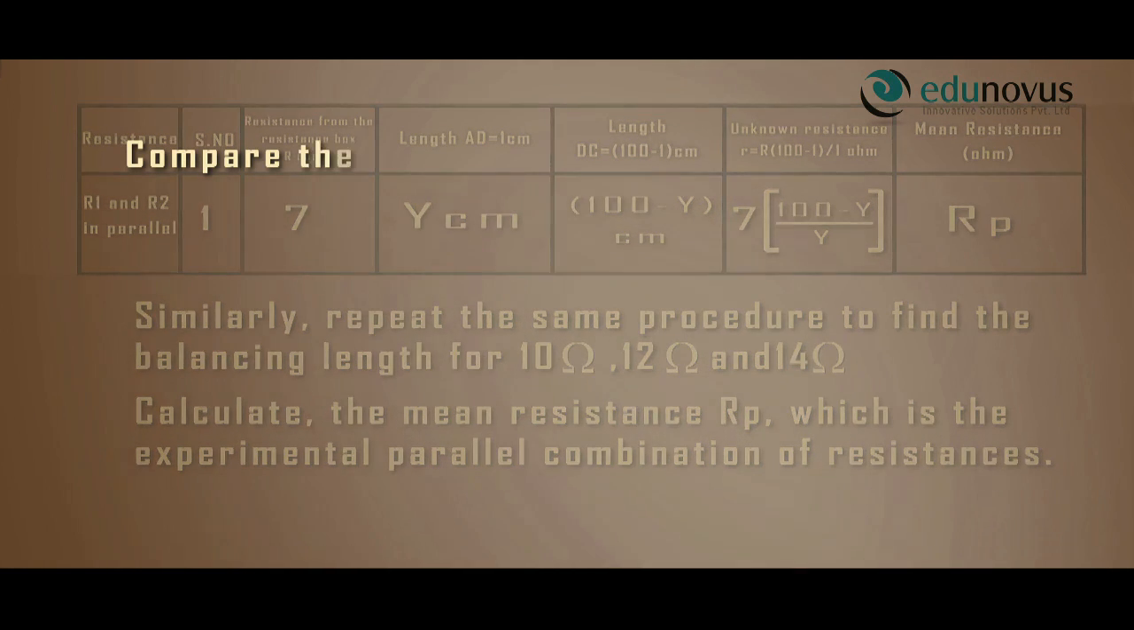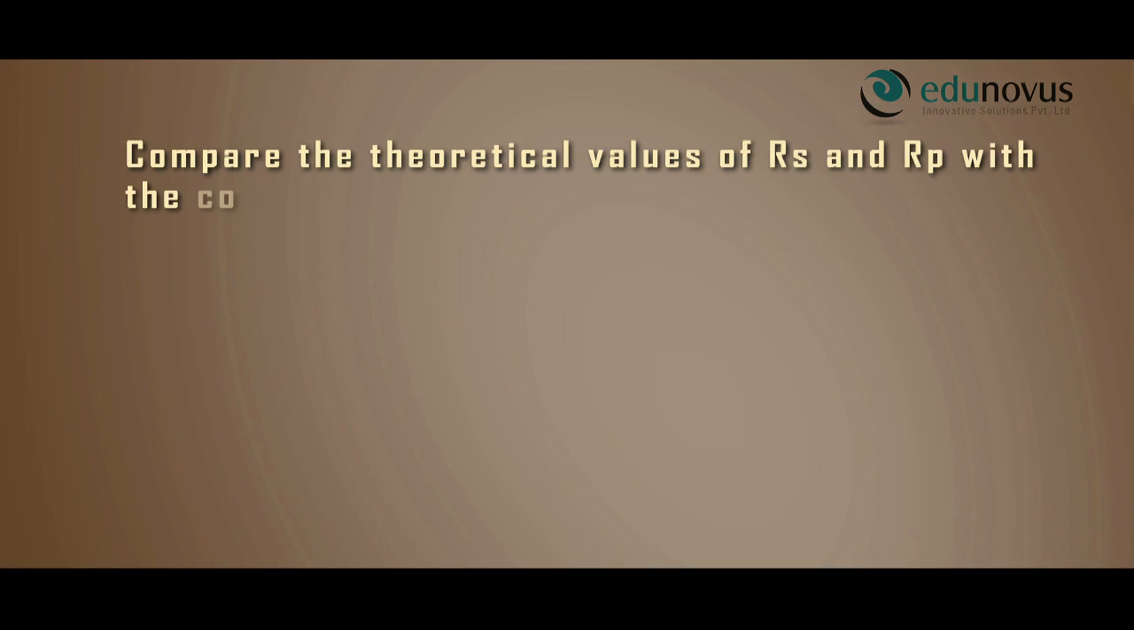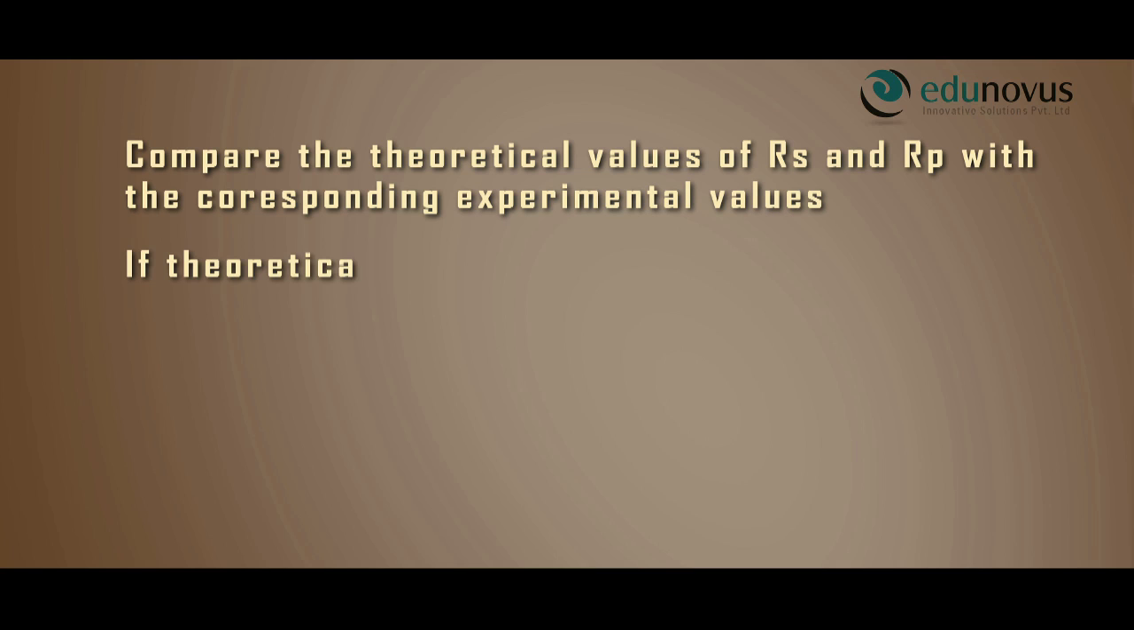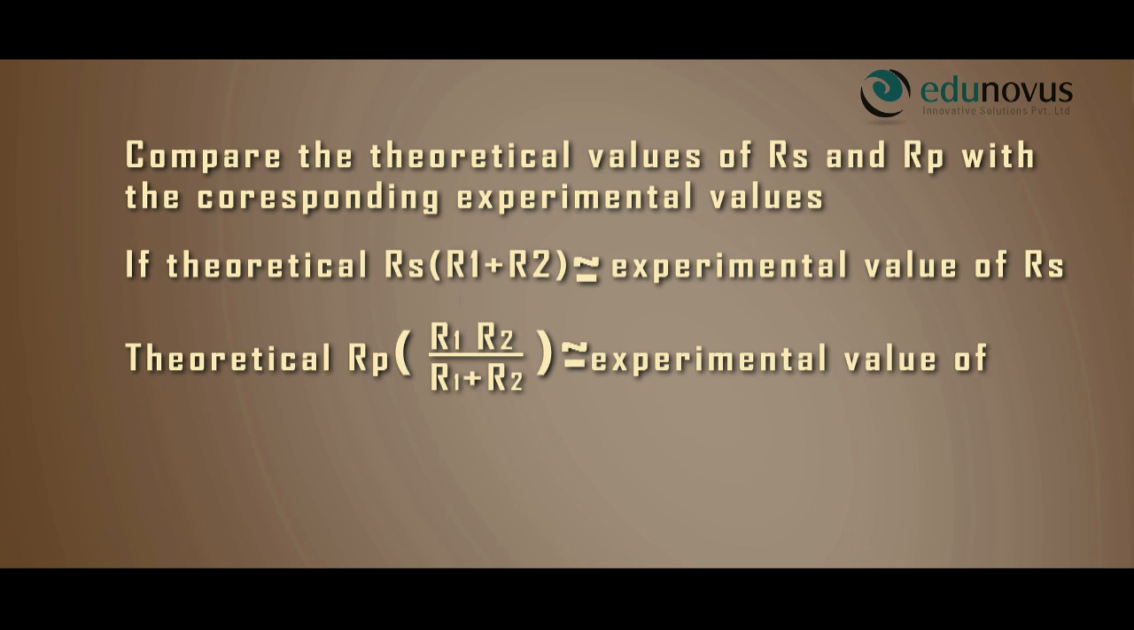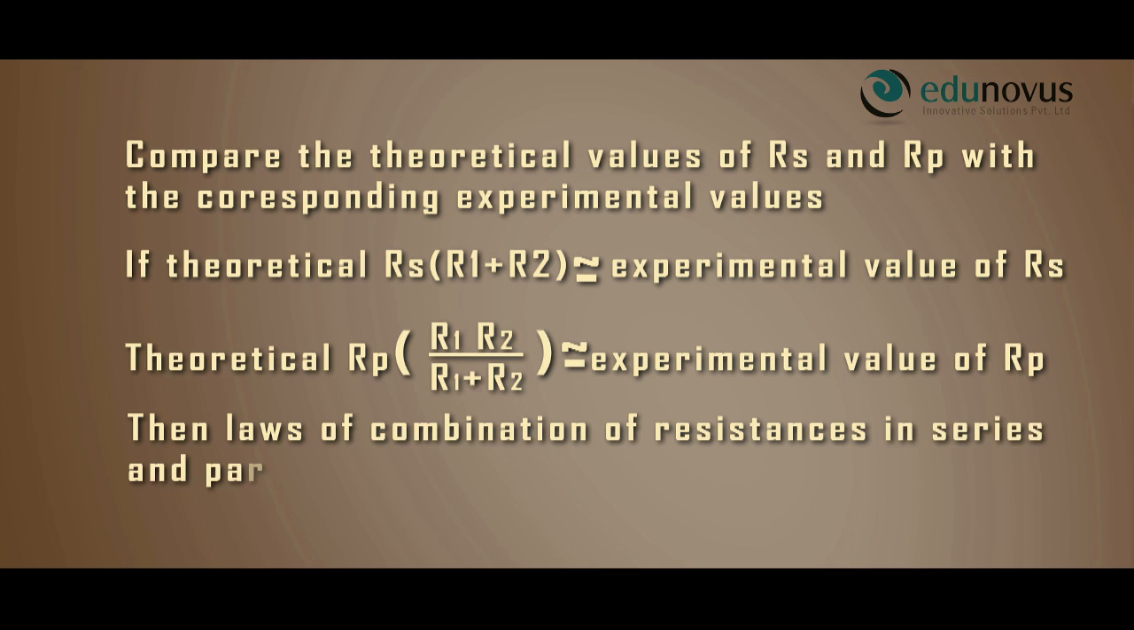Compare the theoretical values of Rs and Rp with the corresponding experimental values. If theoretical value Rs, R1 plus R2, is approximately the experimental value of Rs, and theoretical value Rp, R1 R2 by R1 plus R2, is approximately the experimental value of Rp, then laws of combination of resistances in series and parallel are verified.